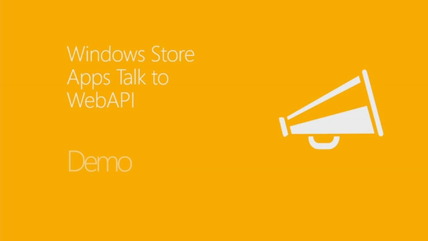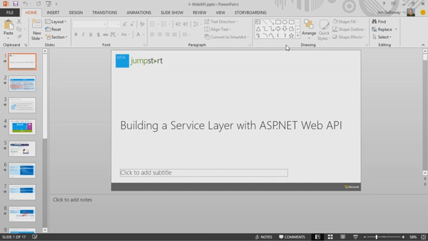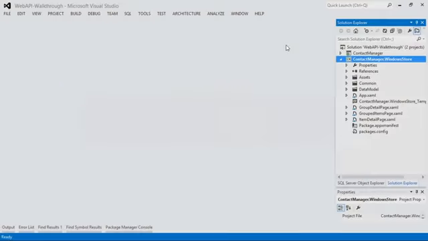So I want to jump over to another example, taking this a step further, and we want to look at a Windows Store application. So we're going to return data, and we're going to display it in a Windows Store app.